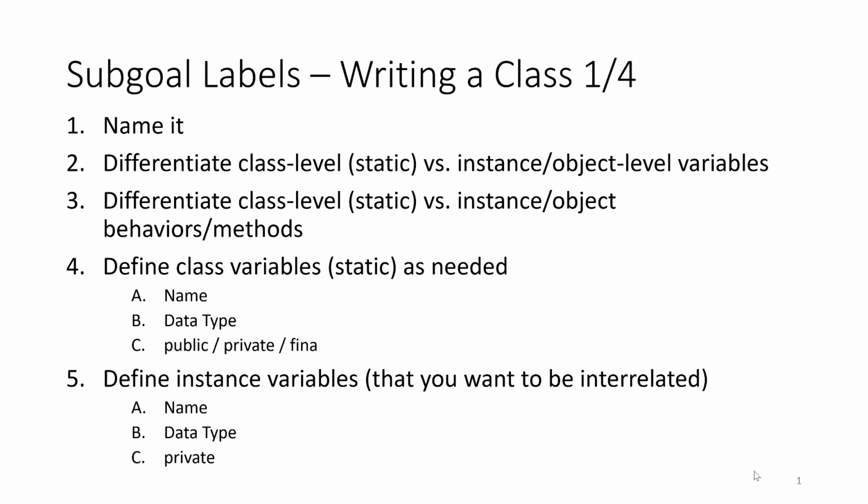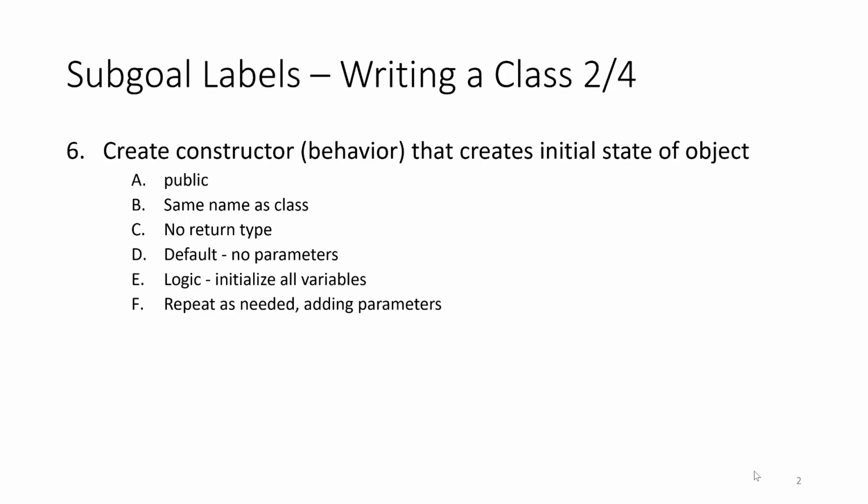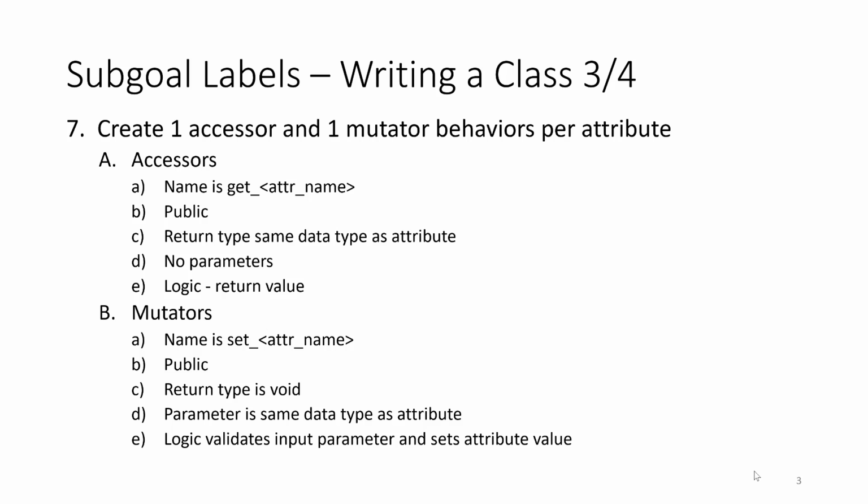This is the third worked example on writing classes. So far, we've looked at the subgoal labels to name the class, define all of the instance and class level variables, and creating constructors. In this worked example, we will look at creating the accessors and mutators.